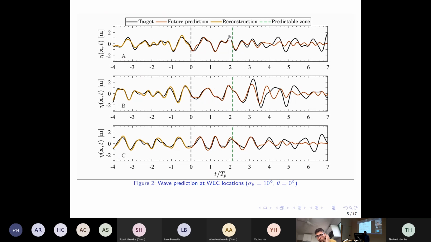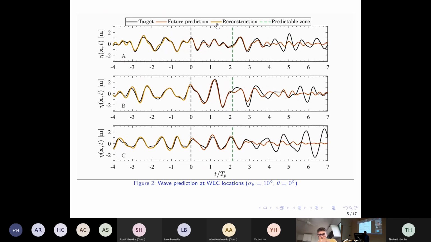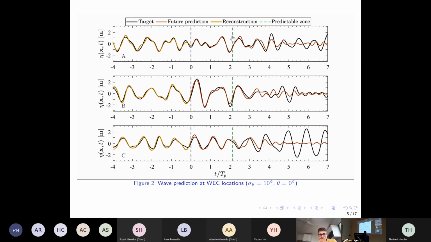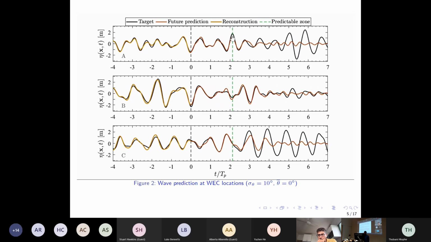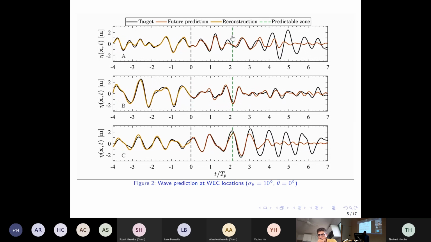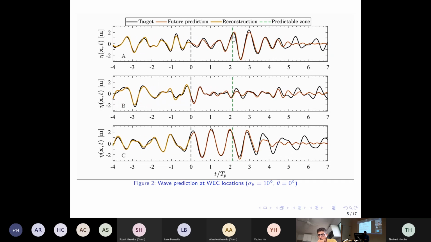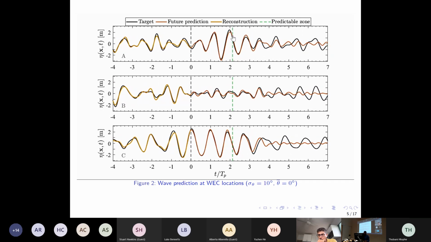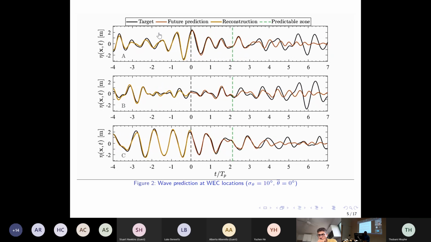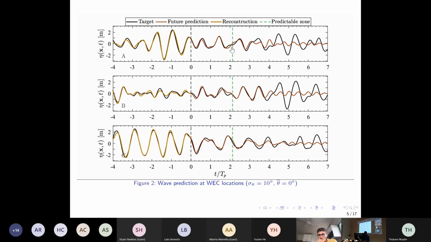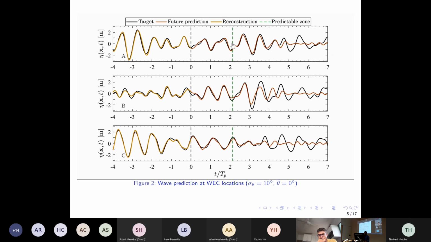And these two vertical lines here are indicating the predictable zone, a zone in which you could get reliable predictions. So this is the end of the predictable zone where the green line is here, which is described using the fastest wave component in the spectrum. And as you can see, the waves are propagating towards the predictable zone here, and we are starting to get good prediction between 0 and 2.2 peak periods.